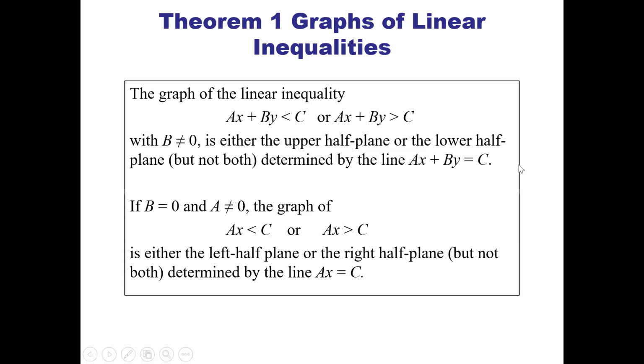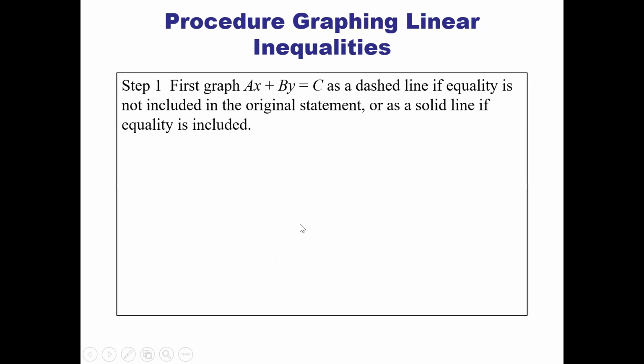And if b is equal to 0 and a is not equal to 0, then the graph is going to be ax is less than c, or ax is greater than c. It's going to be either the left half of the plane or the right half of the plane, but not both. And it's determined again by the line ax equals c. So these are some interesting things to note, where b is not equal to 0, and also when b is equal to 0 but a is not equal to 0. So you have a couple of things to think about.